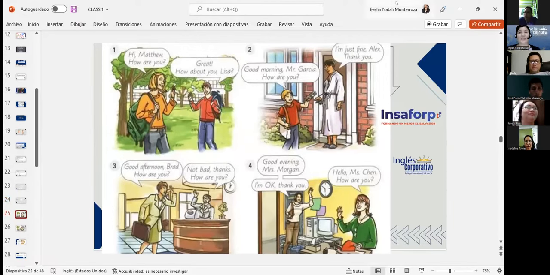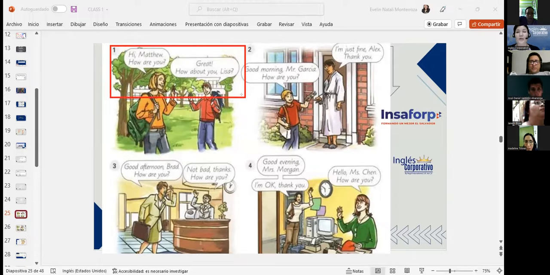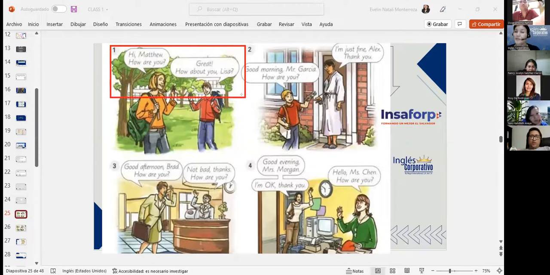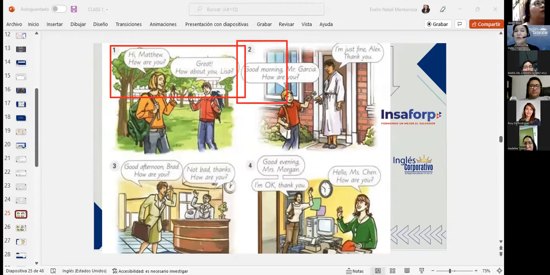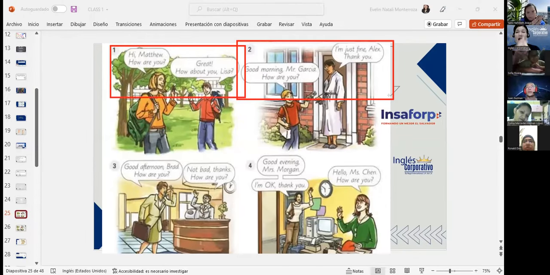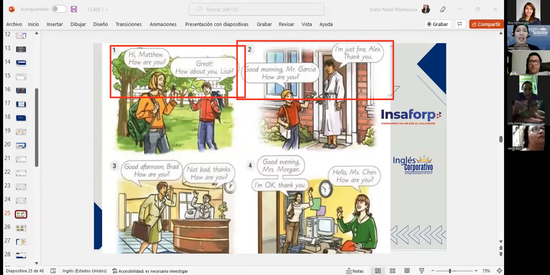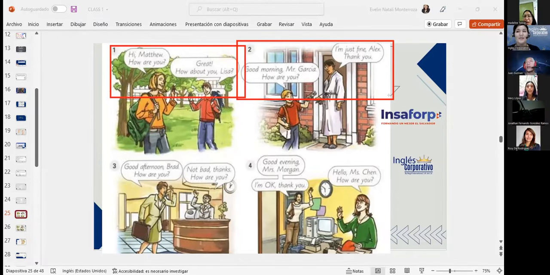Here, I have a couple of greetings and farewells. Greetings are the ones that you use to say hello, and farewells are the ones that you use to say goodbye. In this case, I have here some words. For example, the first one says, hi, Matthew, how are you? Great, how about you, Lisa? Practice with me. Hi, Matthew, how are you? How about you, Lisa? Good morning, Mr. Garcia. How are you? I'm just fine, Alex. I'm just fine. Thank you.